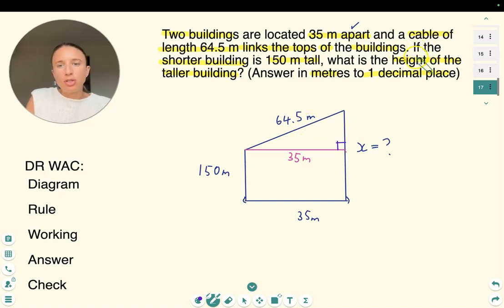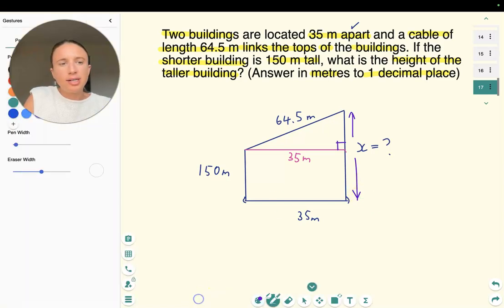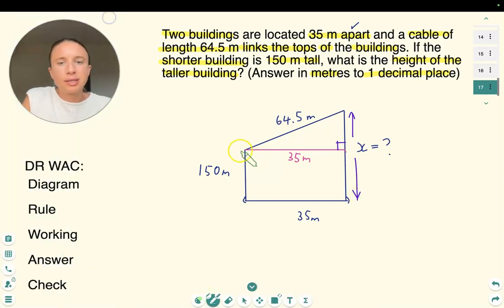So what is the height of the taller building? Our goal is to find this full height. How can we do that? That full height is going to be this height plus this height. Would you agree? This full distance is going to be the sum of these two distances.